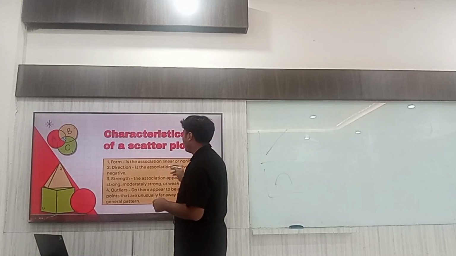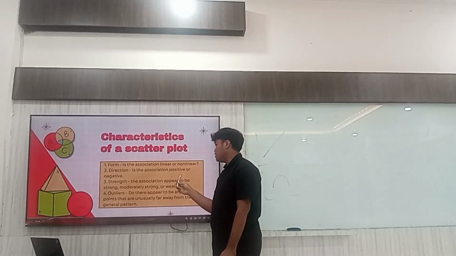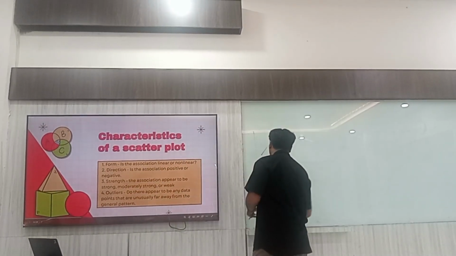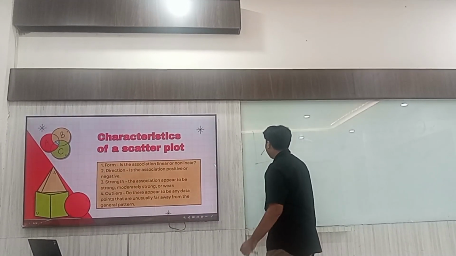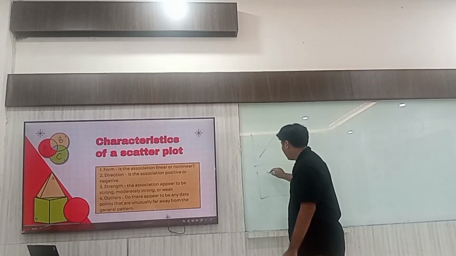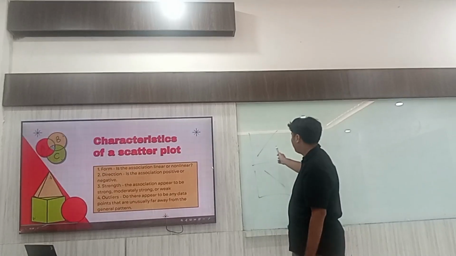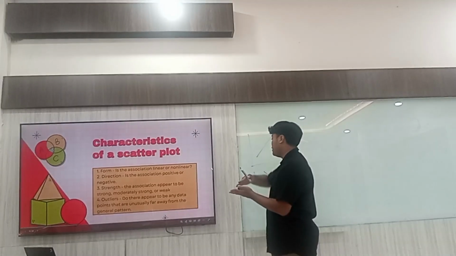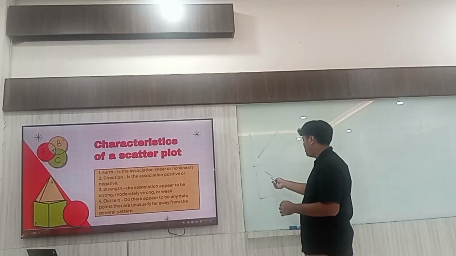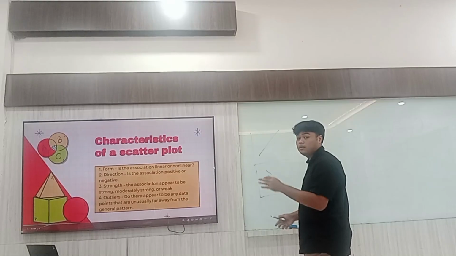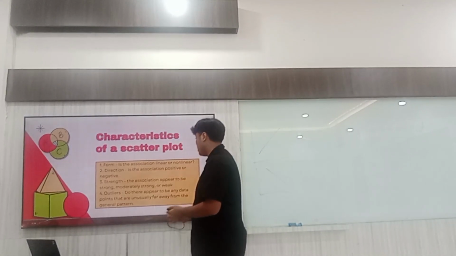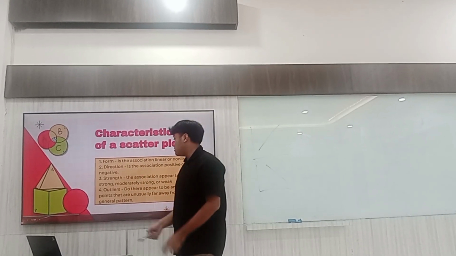And the second is direction, the association positive or negative. So the direction I can divide into two conditions. The first one is like this, positive, and the second one negative. Positive is from the left and increases to the right, and negative is from the left decreasing until the right.